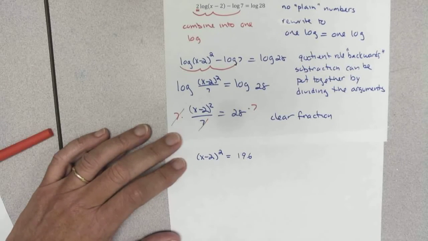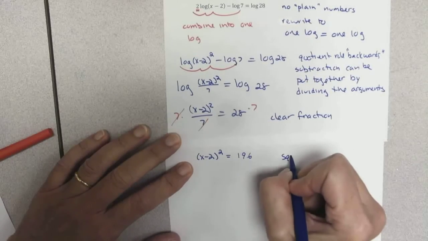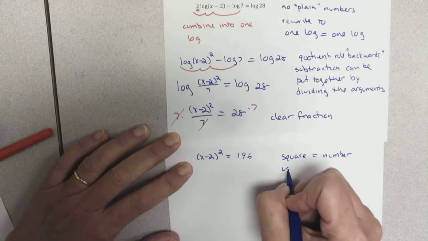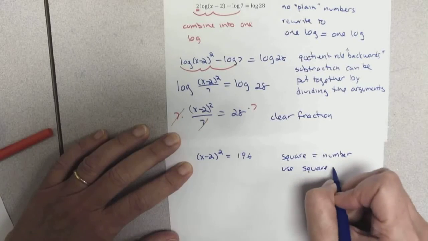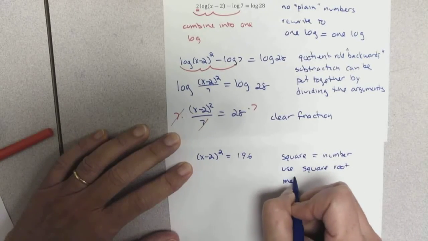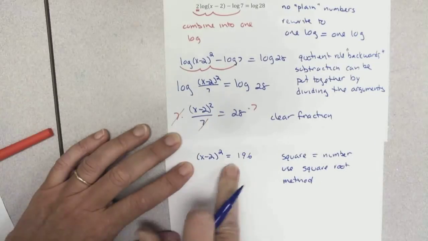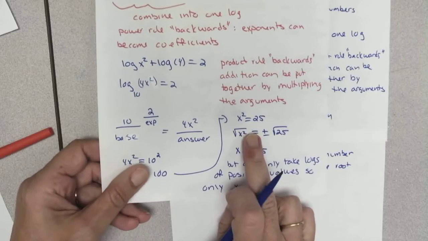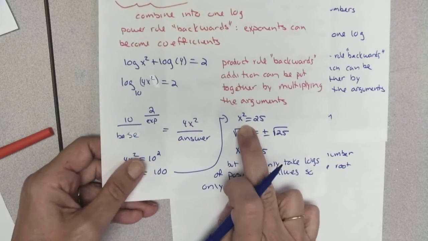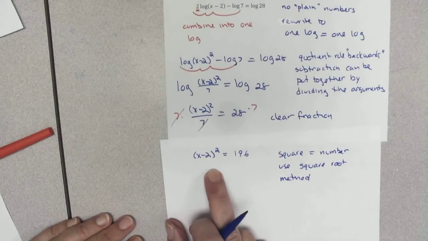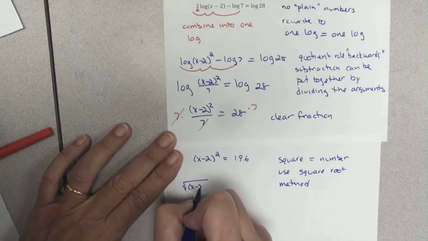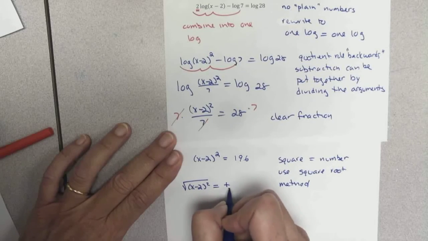Now you've got a couple options here. The hard way would be to FOIL that out. That'd be the hard way. The easy way, because I have square equal a number, use the square root method. It's not as simple as, over here, I don't think it bothered anybody that I said take the square root. We're used to x squared equals 25. Well, this really is the same form. It's just x minus 2 quantity squared. Include the plus or minus.